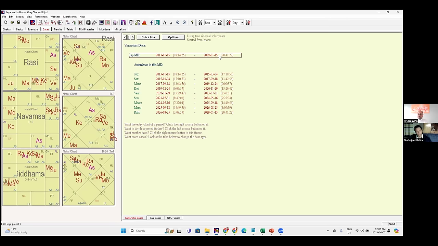Each cycle is 5 years, 4 months. So if I add 10 years, 8 months to 2013, it would be 2023, which means two cycles are over. He is running the third cycle. Since September 2023, he has started his third phase.